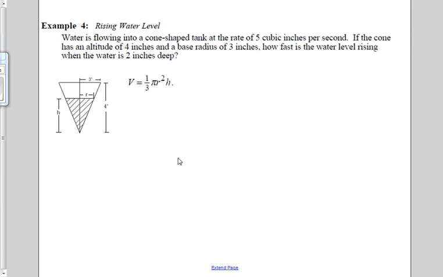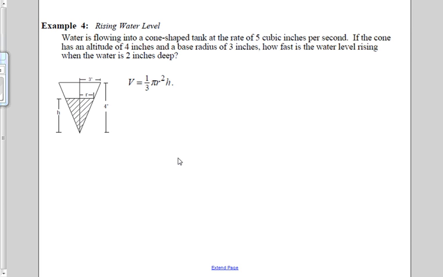Here's a great related rate problem that requires us to make some geometry connections. So we've got some cone. Imagine an ice cream cone. Imagine this being weld, and you're making an ice cream cone, and you're filling it with ice cream.